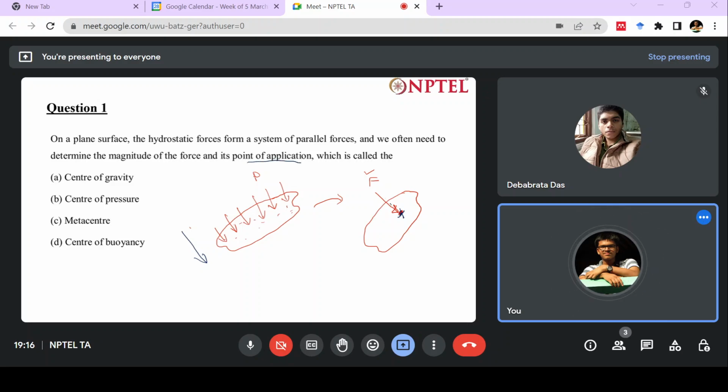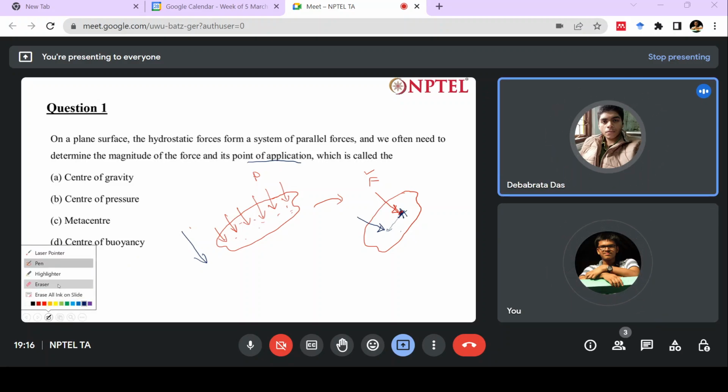Because if I move this force somewhere else and take moments about this point, then there will be some moment associated with it because of the distance away where this force is being applied. So, are you understanding what I'm trying to say? Yes, sir.